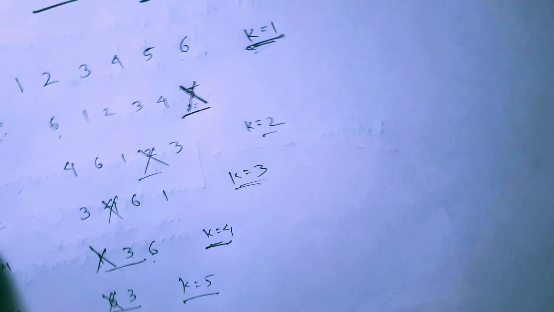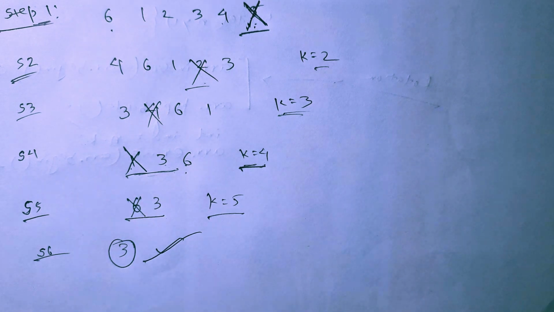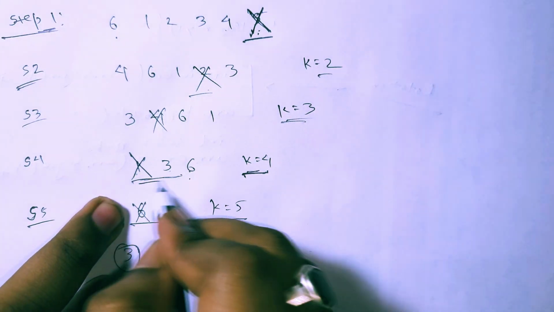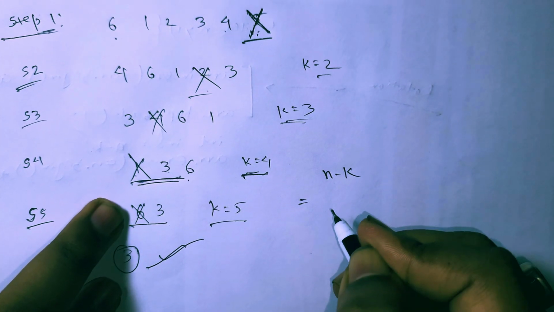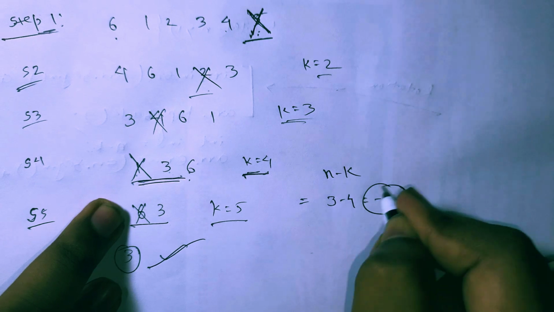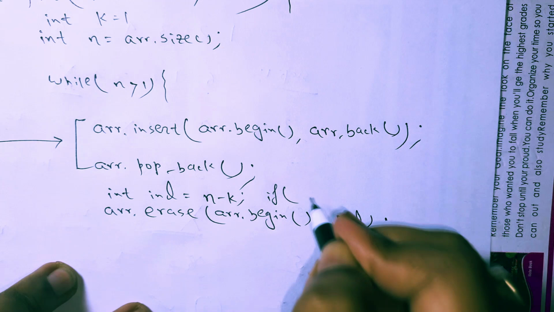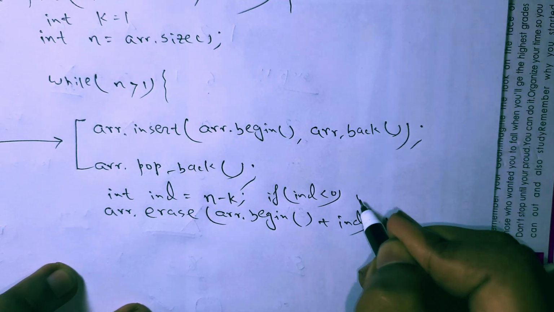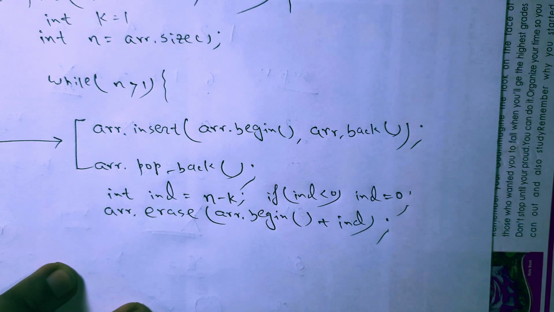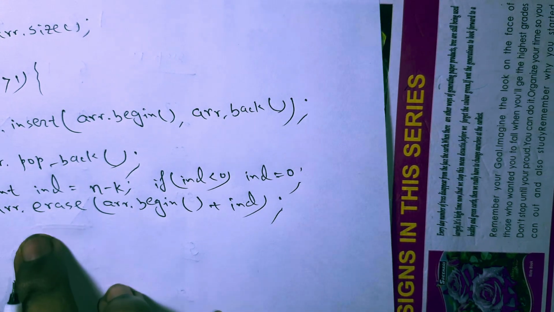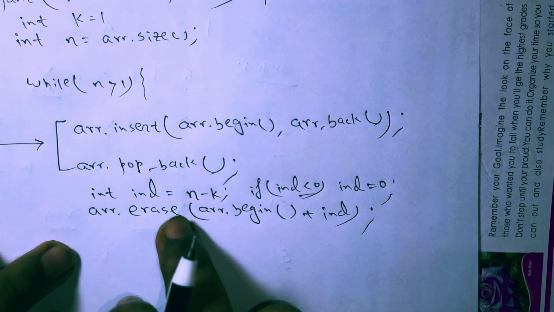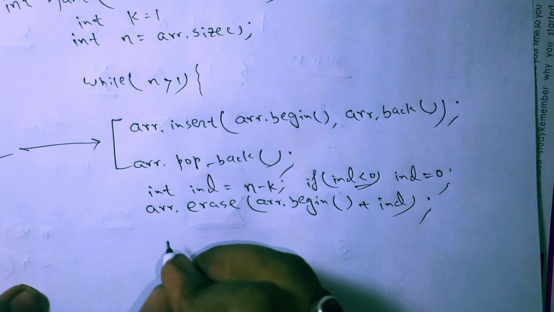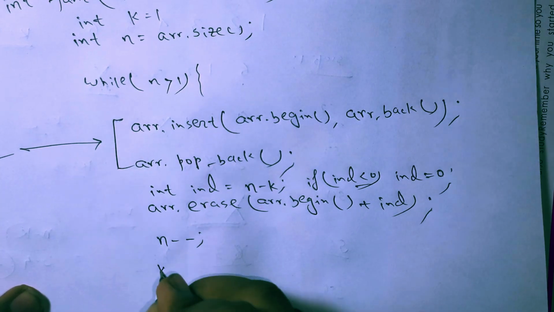Now I have already explained that if my k is greater than the array size, then if I do n minus k, it will become 3 minus 4, which is equal to minus 1. So this index will become less than 0. So I will check one condition: if my index is less than 0, then I will simply set index equal to 0, by which I can erase the first element. If it is not, then it will simply delete the n minus kth element. And I will do n minus minus and k plus plus.